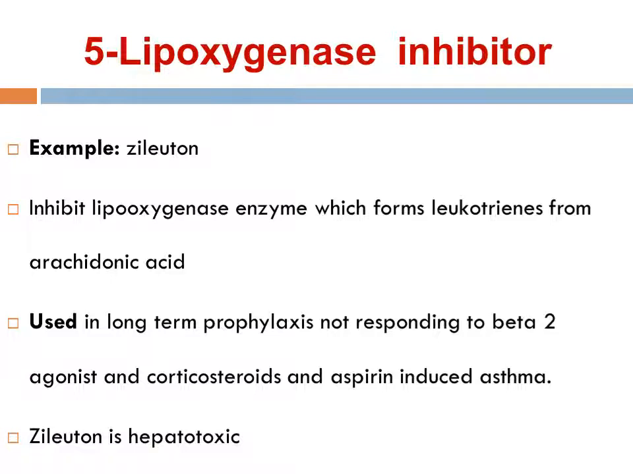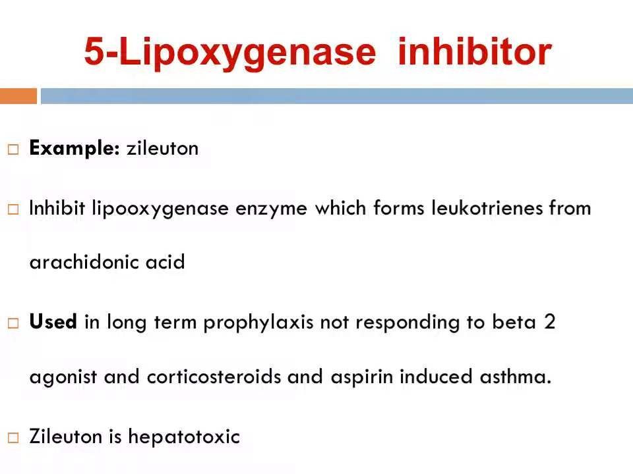The second group in preventing leukotrienes is 5-lipoxygenase inhibitors. 5-lipoxygenase inhibitors such as zileuton prevent the formation of leukotrienes. It's used mainly in long-term prophylaxis, and it's a drug of choice in aspirin-induced asthma. But zileuton is hepatotoxic.